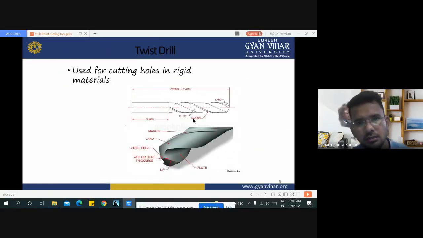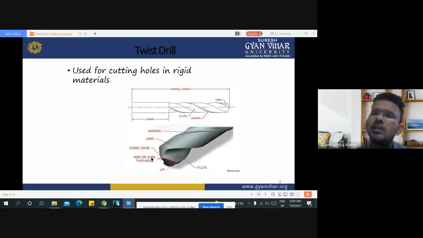This is the picture of a twist drill. Here are all the parts: this is known as the flute, the grooving part, and the upper part is known as the land. This is known as the margin. This is the chisel edge, and behind the chisel edge is known as the core thickness. Here it is known as the lip. This is a type of multi-point cutting tool which has two cutting edges.